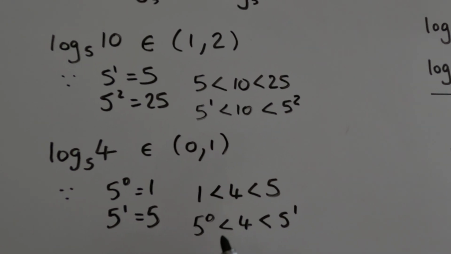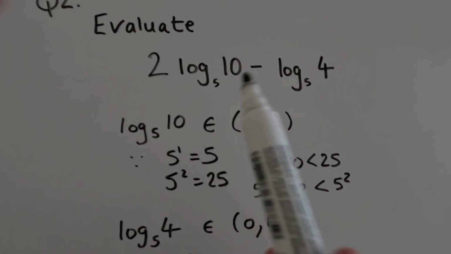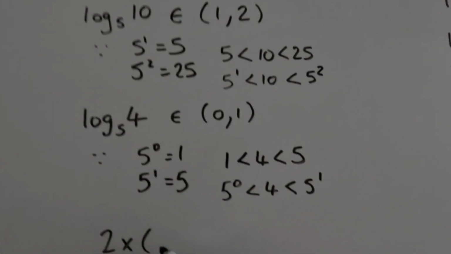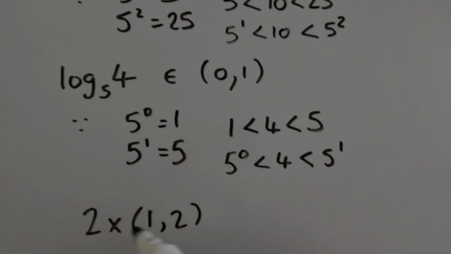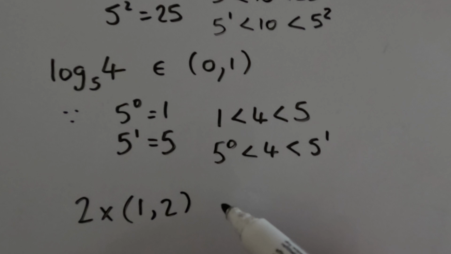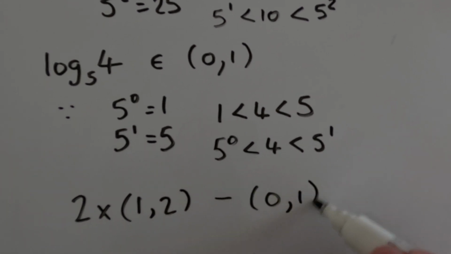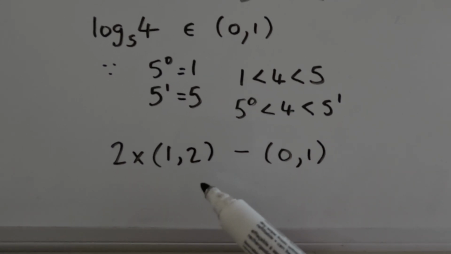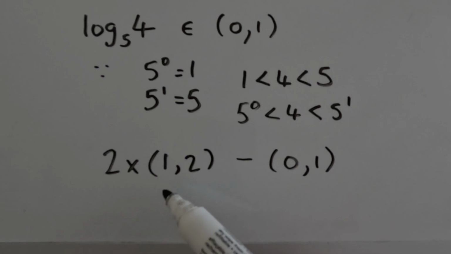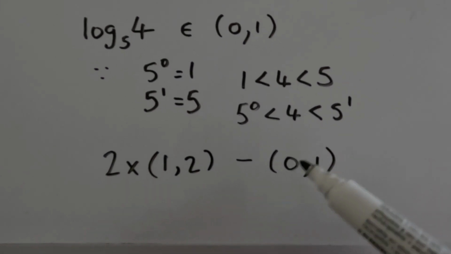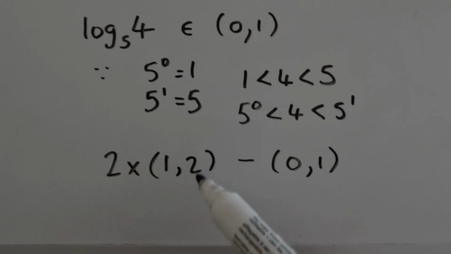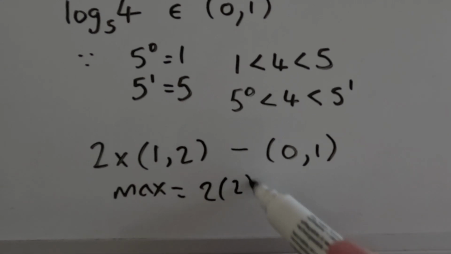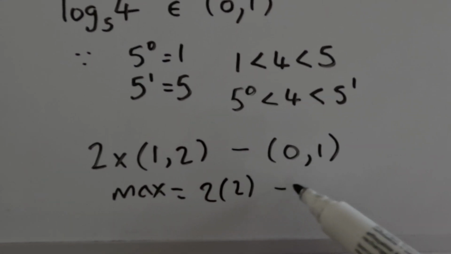Okay, so that means 2 log 10 minus log 4 is 2 times a number which is strictly between 1 and 2, minus a number which is between 0 and 1. So what's the most it could be? Well, the most it could be is when the first is maximized and the second is minimized. When this is maximized, it's 2, so the max is equal to 2 times 2, and this is minimized when it's 0, minus 0, which is 4.